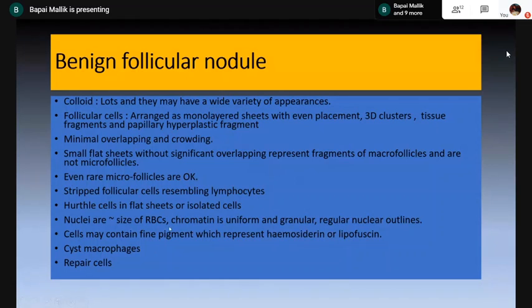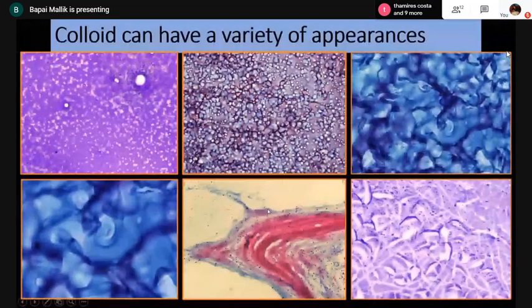The nuclei are approximately the size of RBCs, and you can see a significant degree of nuclear size alteration. The chromatin is uniform, granular, and has regular nuclear outlines. And the cells actually contain some fine pigment. I actually picked up a slide, but I forgot to include it in this particular lecture, and it represents hemosiderin or lipofuscin. Of course, you can find cyst macrophages, which is one of the commonest things, representing colloid goiter with cystic changes. You may even find some repair cells.